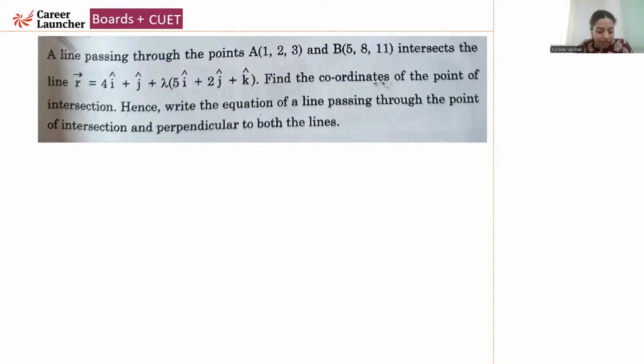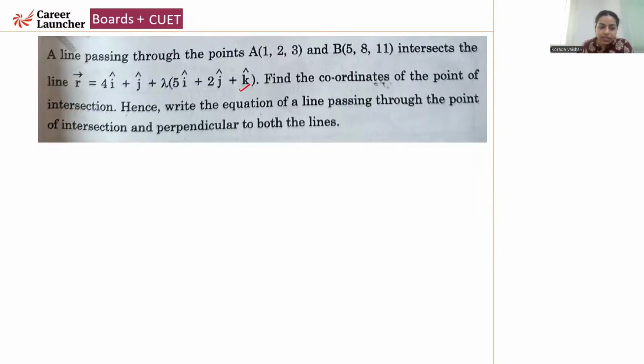Now coming to question number 35. So read this question carefully, and if you will see, this question is also doable. Write your answers in the chat and let me know कि कैसे solve होगा. So in this question, a line passing through the points intersects the given line. Find the coordinates of the point of intersection. Hence, write the equation passing through the point of intersection and perpendicular to both lines.